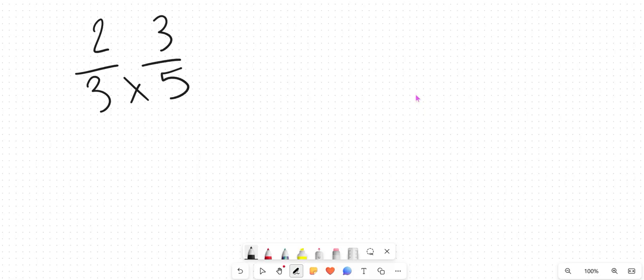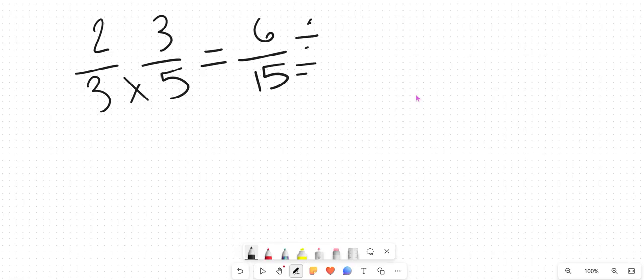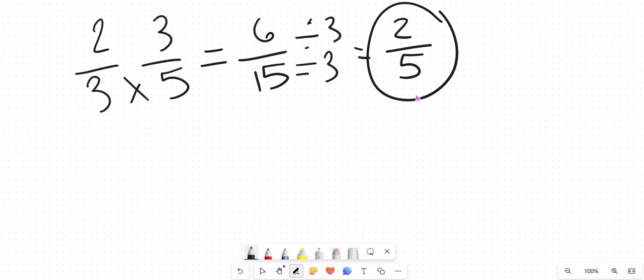When you multiply fractions, you multiply the numerators and the denominators, so you're just multiplying across, which is going to give us 6 over 15. 2 times 3 is 6. 3 times 5 is 15. And you're going to find the greatest common divisor, which would be 5. So since 15 divided by 3 is 5, we're also going to do the same to the top. And that's going to give us 2 over 5. So 6 over 15 is 2 over 5 in its simplest form.